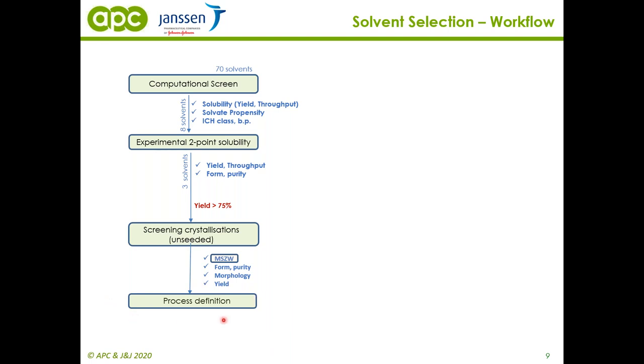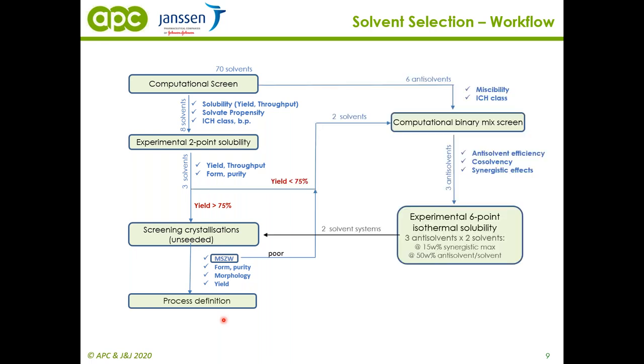For the process definition, we usually go to the 100 mL or 400 mL automated reactors, which are fully equipped with, for example, particle track, so FBRM, and also IR. So here we have a decision tree. If from solubility data the yield is not possible to achieve with one single solvent higher than 75%, then there is most probably no chance to go for cooling crystallization, but we need to select an anti-solvent, which will further improve the yield.